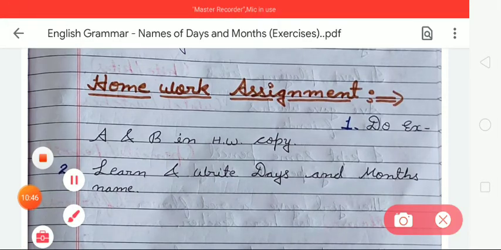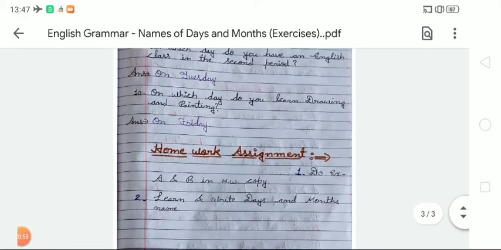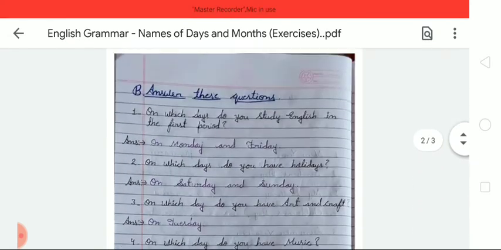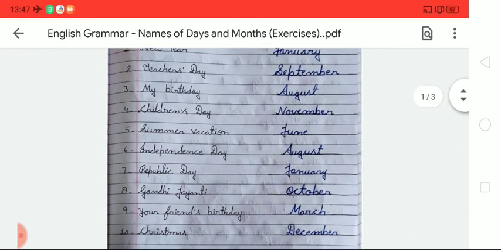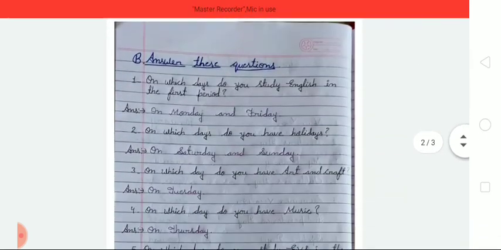What is your homework for today? Your homework is to do exercise A and B in the SW copy, and you also have to learn to write the days and months names in your SW copy. Okay student, so that's it for today. I hope it is clear to you how you can complete the exercises in your book, and after that you have to note down this given exercise A and B in a notebook.